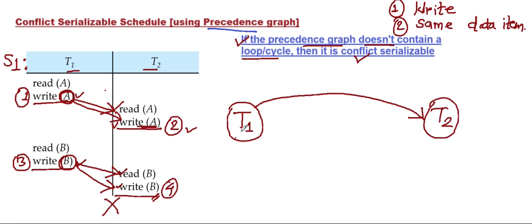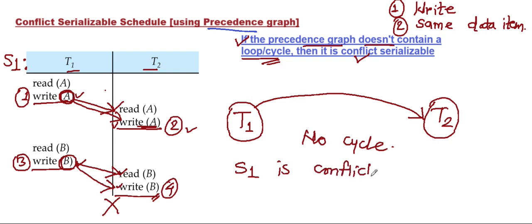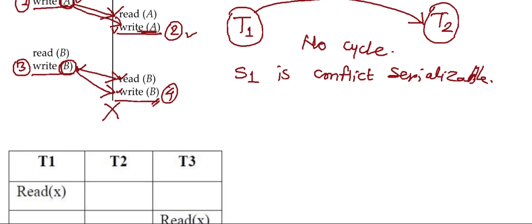So this concludes the graph. In this graph we found that there is no cycle or loop. There is no cycle. So the schedule S1 is conflict serializable. If the precedence graph does not have any cycle, then the schedule is called conflict serializable.